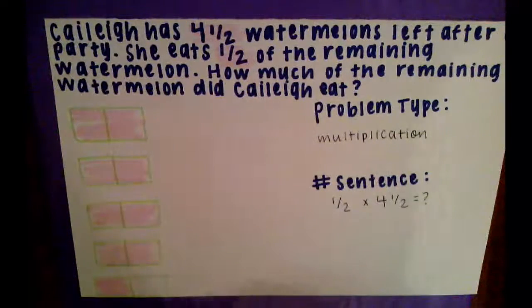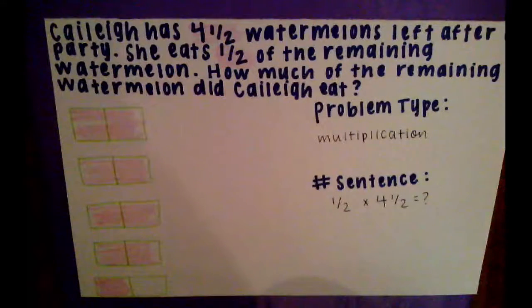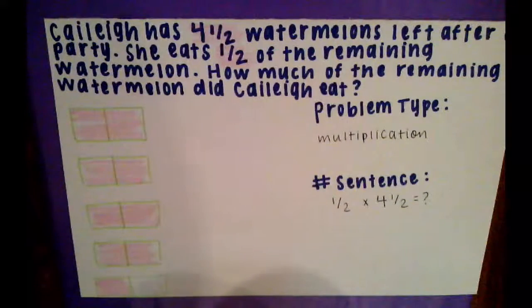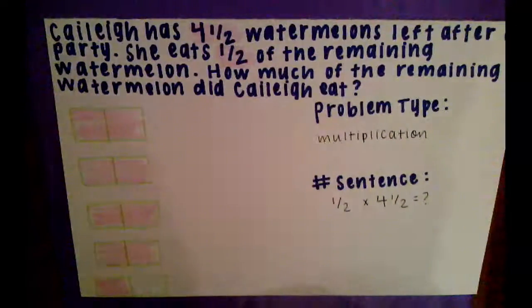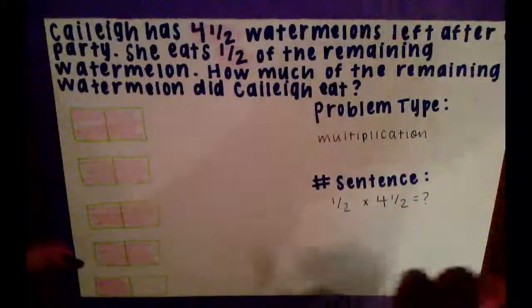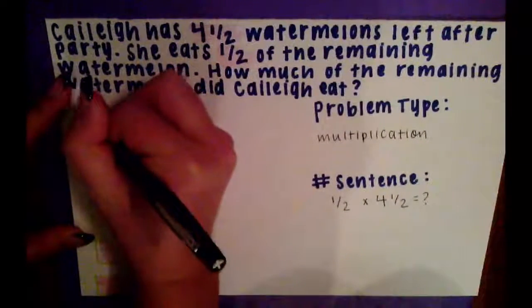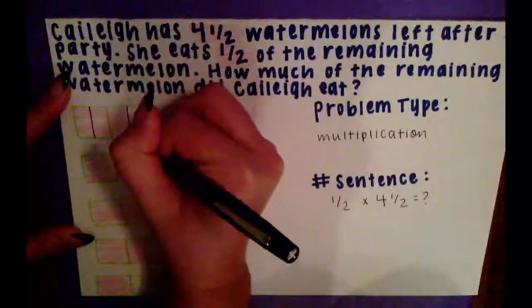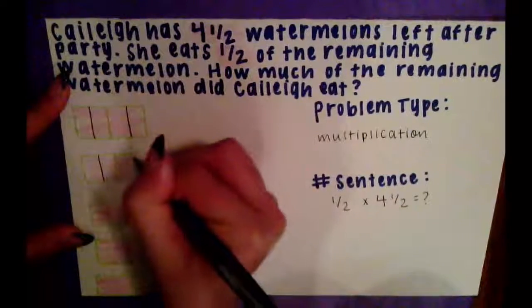And now it says that she eats half of the remaining watermelon. So since she's eating half of the remaining watermelon, and we know that half of a half is 1/4, we can divide each piece into 2 same size pieces. So we'll make our divisions.